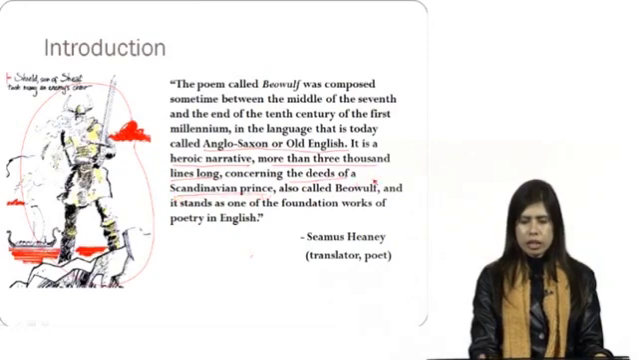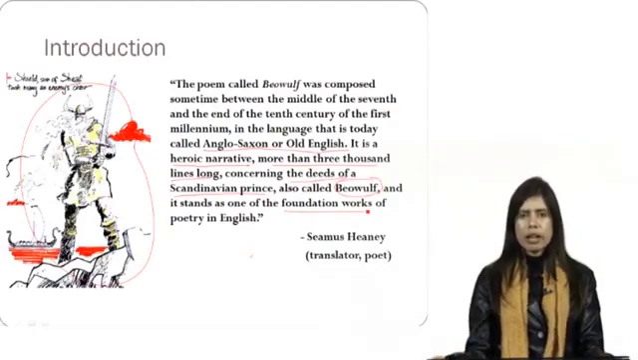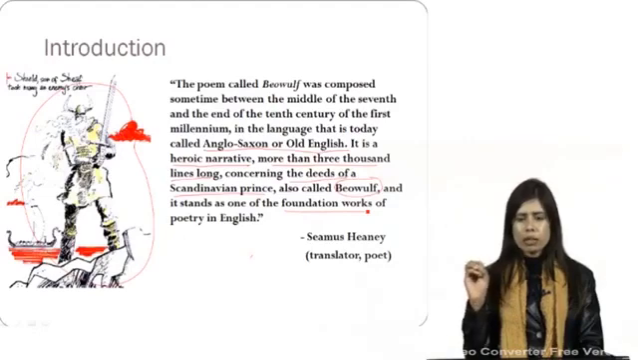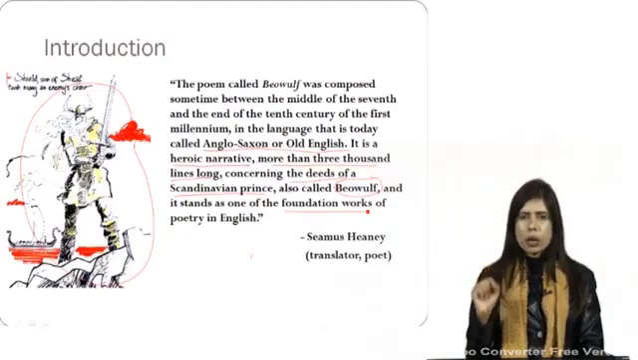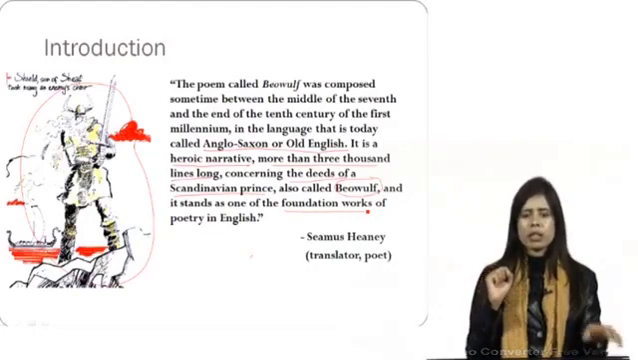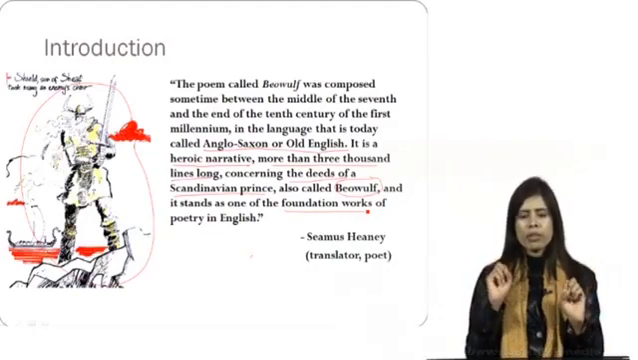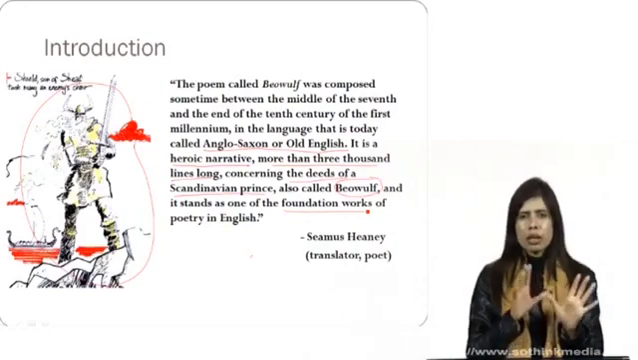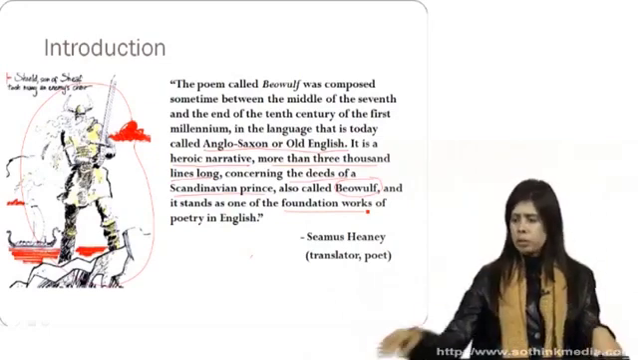And here you can see that the name of the prince was Beowulf. So this is a foundation work as well in the history of English literature. These are the important points from the slides: it is written in Anglo-Saxon or Old English, it is comprised of more than 3,000 lines, and it is a heroic narrative as well. The name of the hero was Beowulf, and this is one of the foundation works of poetry in English. That is why Beowulf is very much important.